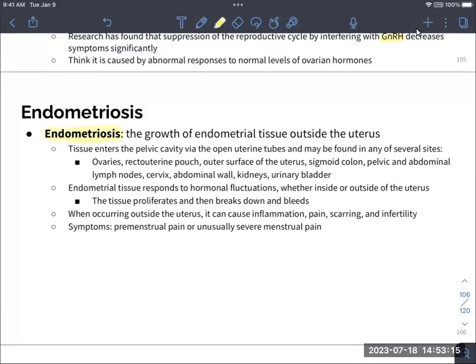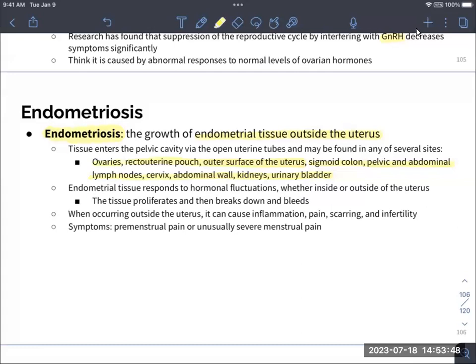Endometriosis. This is where that endometrial tissue is growing outside of the uterus. This tissue is growing in the pelvic cavity. It's usually found in several sites. It can be growing on the ovaries, the rectouterine pouch, outside the wall outside of the uterus, the colon, pelvic and abdominal lymph nodes, the cervix, abdominal wall, kidneys, urinary bladder. And it's growing in response to those hormone fluctuations that are happening.